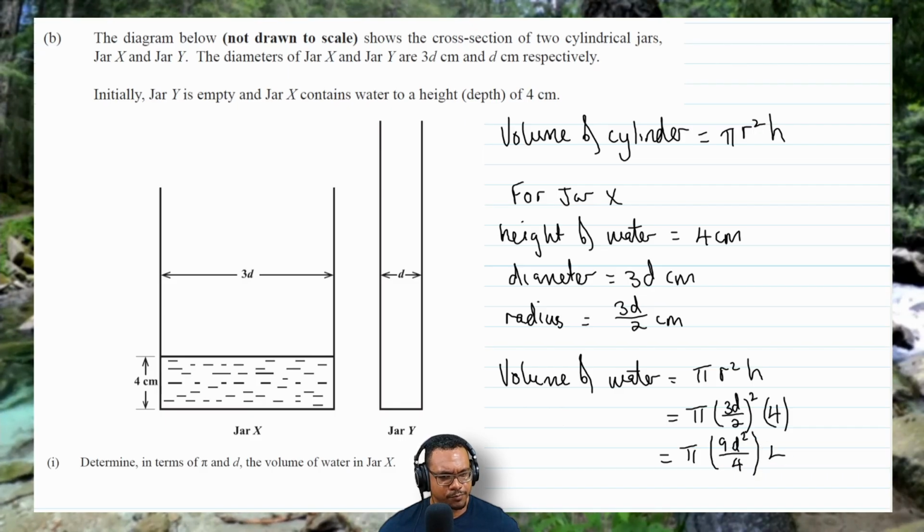All right, times 4. So what will happen is these 4s will cancel because this is 4 over 1, and this 4 on the denominator here will cancel with this 4. All right, so cancel, cancel. And what you remain with is 9d squared multiplied by pi. So you're going to have 9d squared times pi centimeters cube.